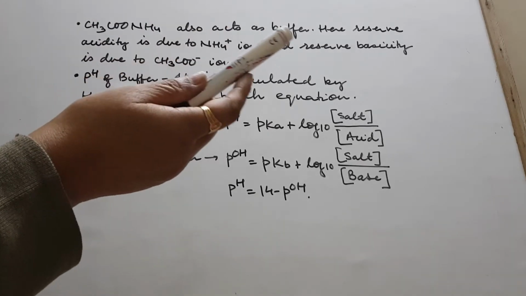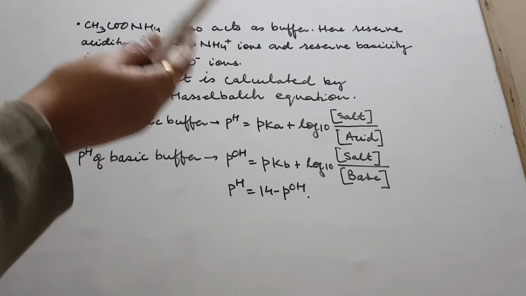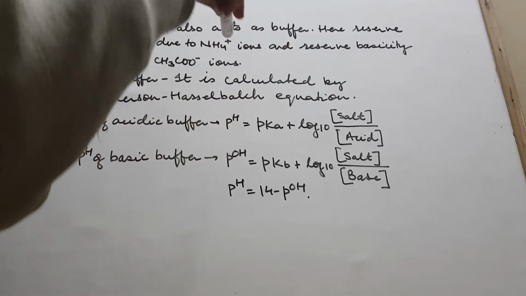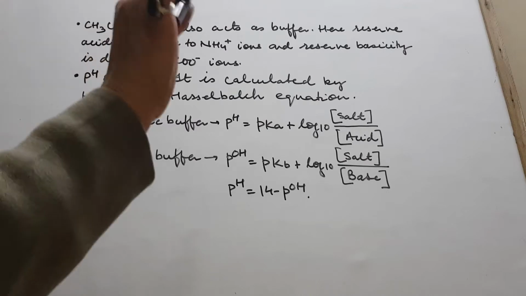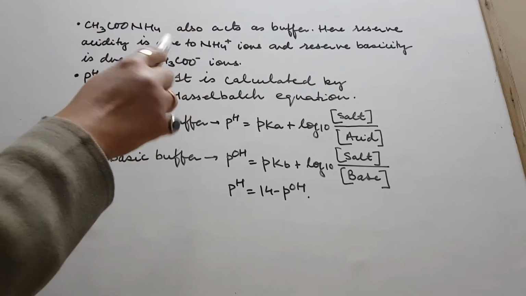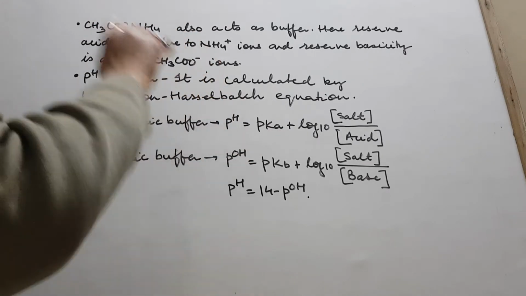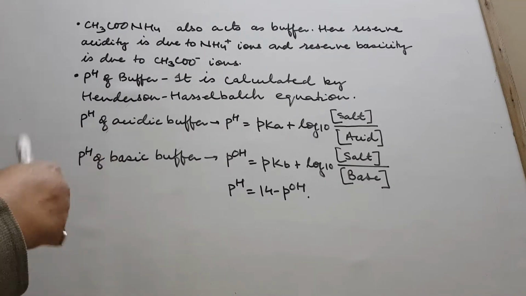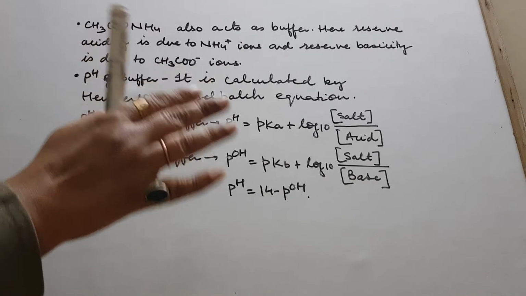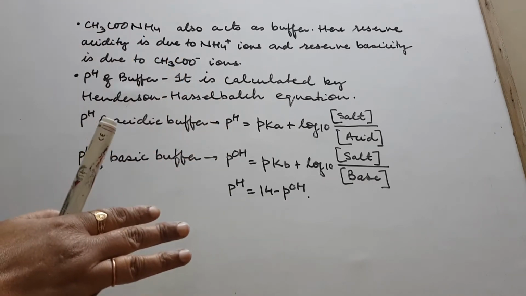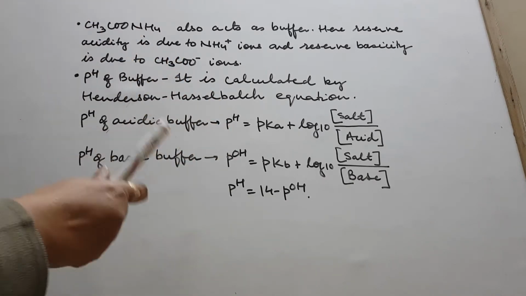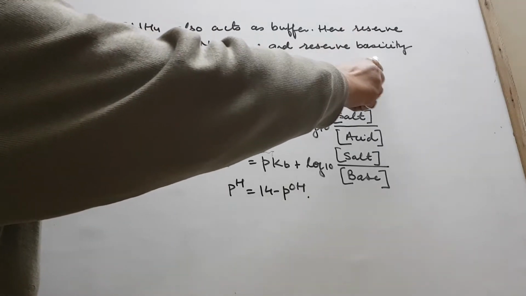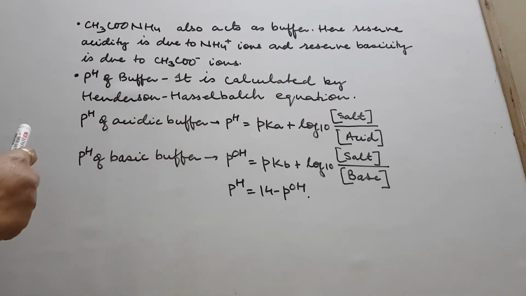Acidity means you are adding some base, so that portion will react. Suppose you are adding some base, OH minus, from any source. So NH4 plus ions from here will combine with that and form NH4OH, hence weakly ionized. So again, pH is very much controlled, not much of change. And reserve basicity is due to acetate ions.